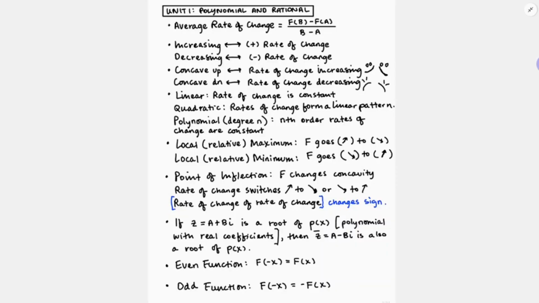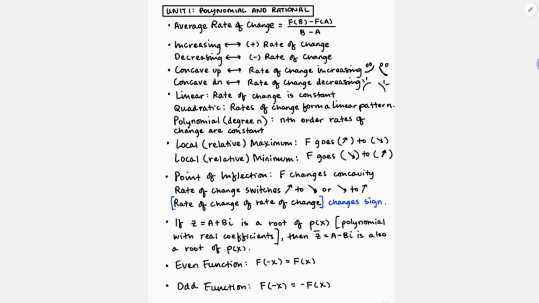Also in the realm of polynomial functions, if z equals a plus bi, a complex number, and that's a root of a polynomial with real coefficients, then z bar, the complex conjugate, a minus bi, is also going to be a root of that polynomial, which is to say that for a polynomial with real coefficients, complex roots come in conjugate pairs.